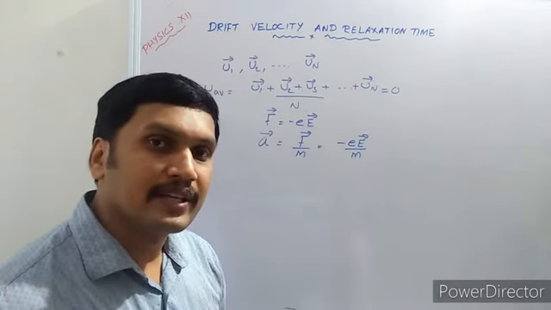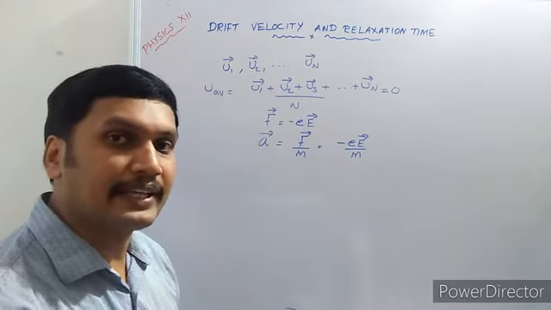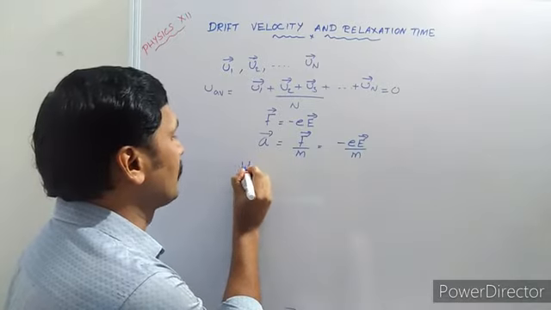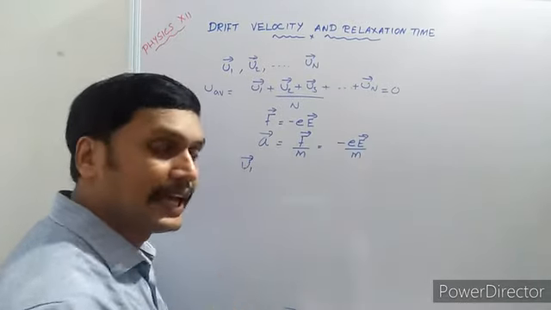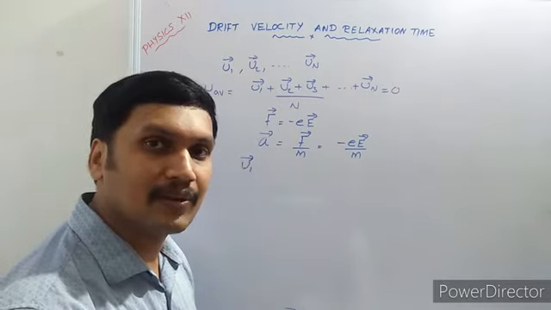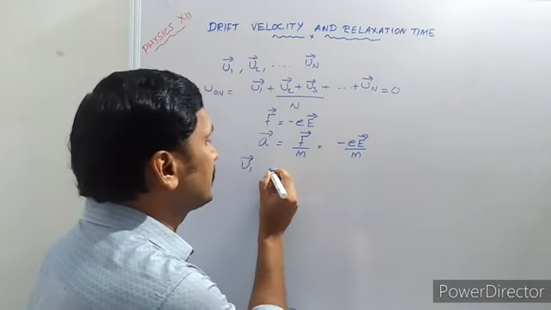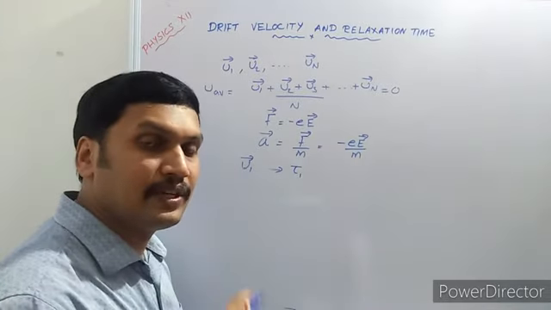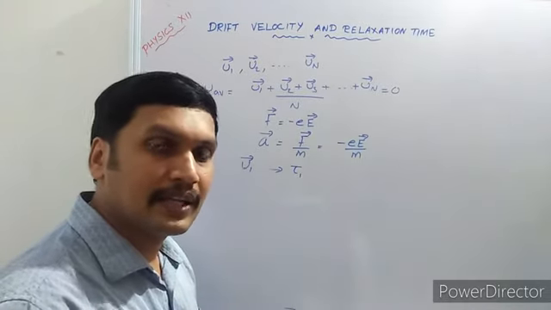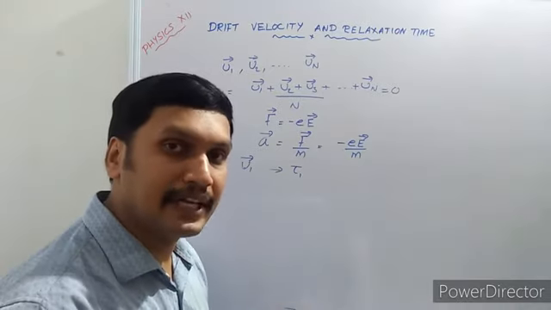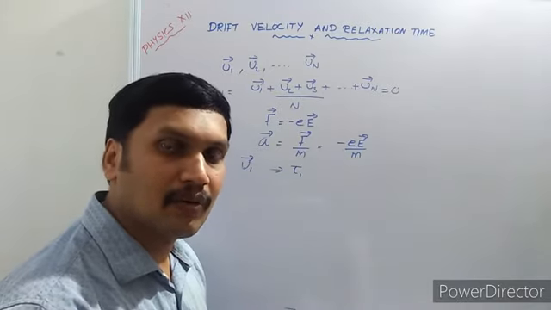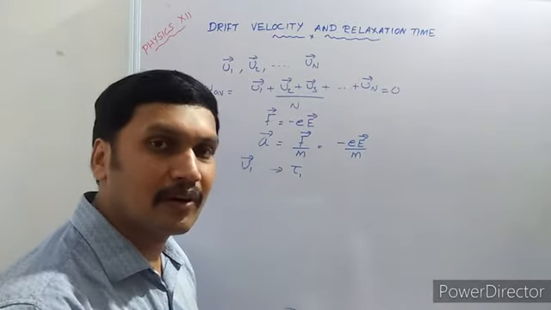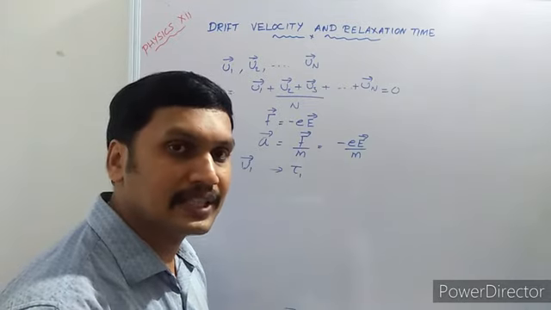Now, suppose an electron has a random thermal velocity u1. u1 is the random thermal velocity of one electron, and it accelerates for a very small time interval, say tau 1. That is the time interval before it collides with the next electron or ion. Usually it will be very small, in the order of 10 raised to minus 15 second.